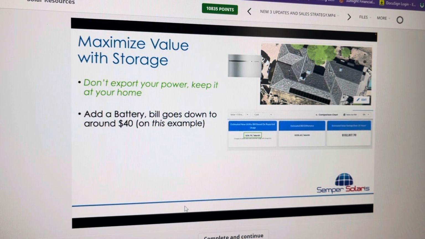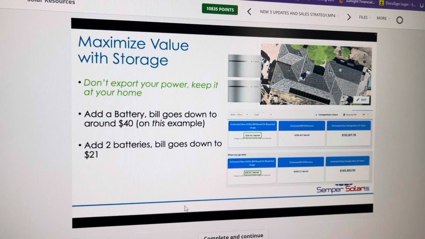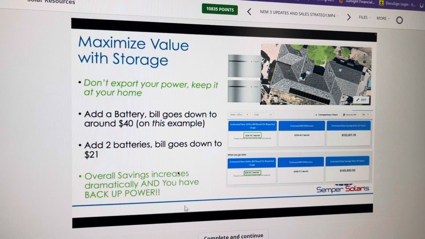If you add an Encharge battery to this particular scenario, that $279 bill goes down to about $40. You add a second battery to this home and scenario, it goes down to $21. And let's not forget, you have backup power. So you're increasing your savings, the overall savings grows significantly, and when the power goes out, which is happening more and more, you're backing up your essential loads or potentially your whole home. That is a huge value that's hard to even put a dollar figure on.